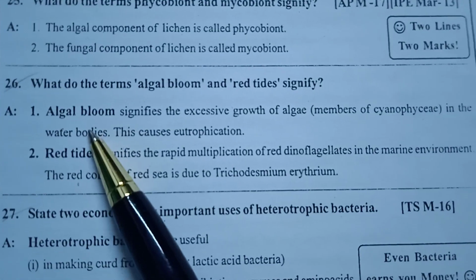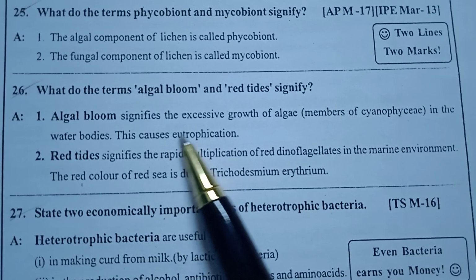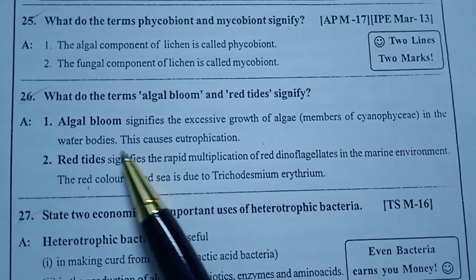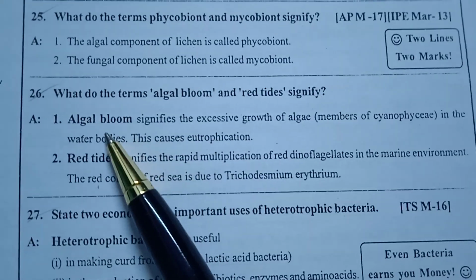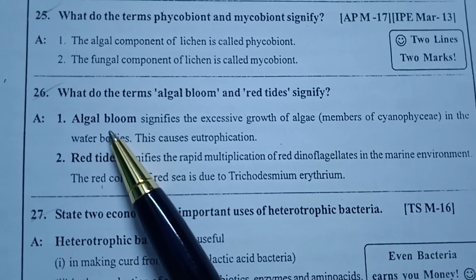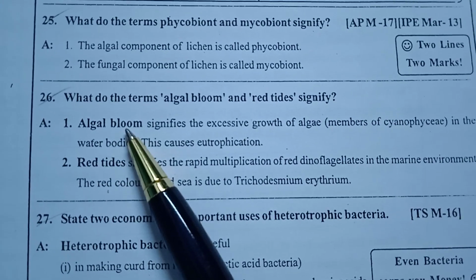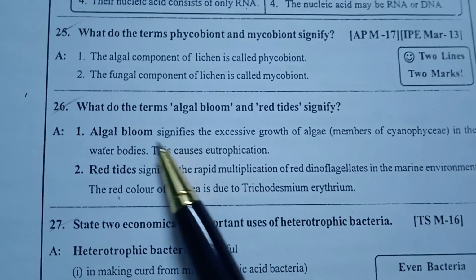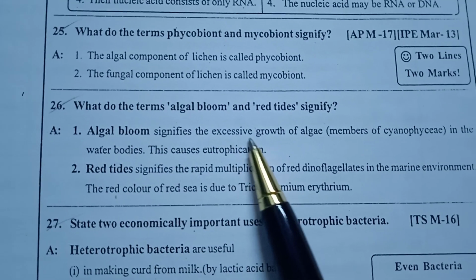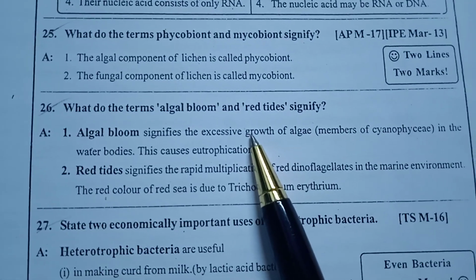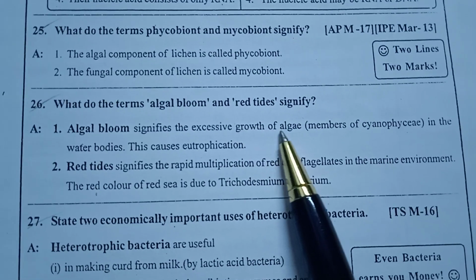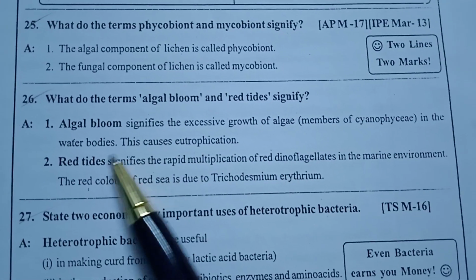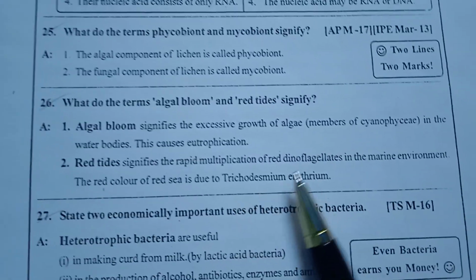Algal bloom signifies the growth of algae, members of Cyanophyceae, in the water bodies. This causes eutrophication. Algal bloom is one type of this. In algal bloom, excessive growth of algae comes. This algae is a member of Cyanophyceae in the water bodies. In this, eutrophication is caused.